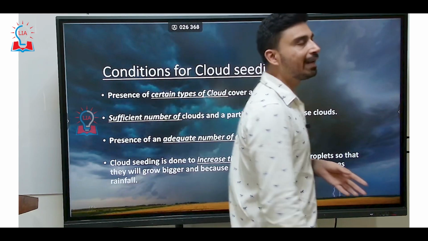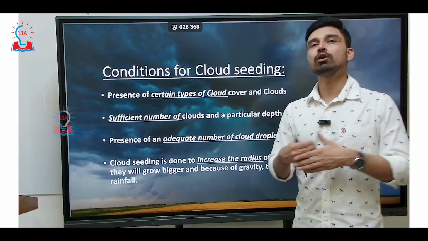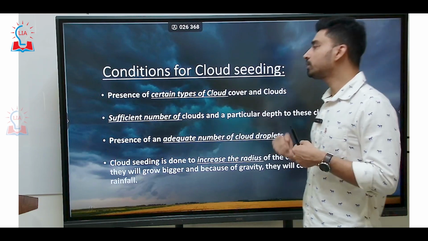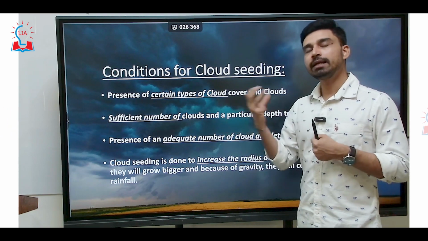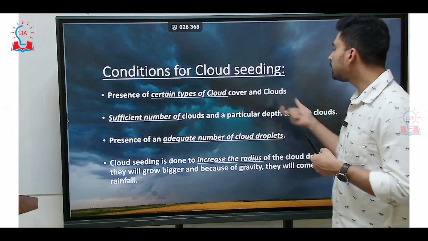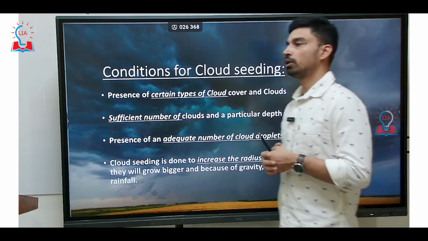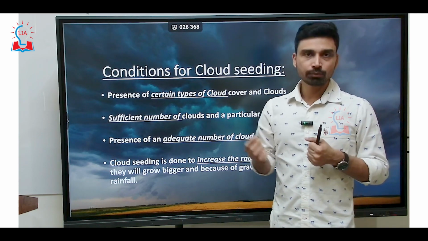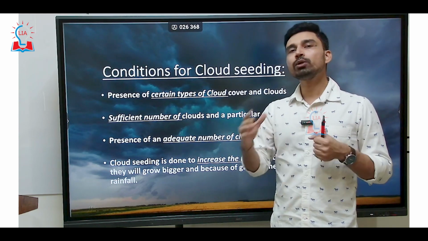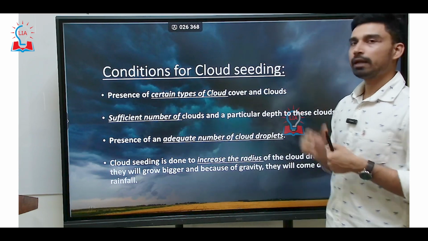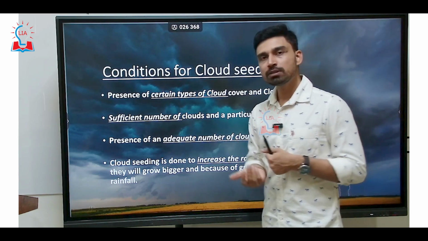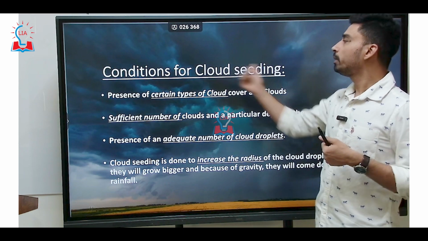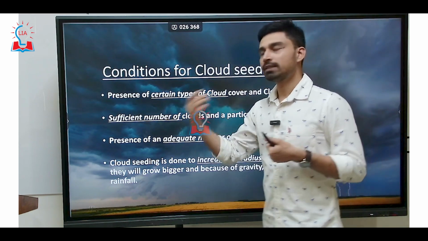However, cloud seeding cannot be done in all cases, it cannot be done at all times. There are certain conditions required for cloud seeding to effectively work. These conditions have been identified by weather scientists or climatologists, such as the presence of certain types of cloud cover. Overall, we can say there are 8 to 9 types of clouds. Out of these, only 2 to 3 types can cause rainfall. The most common of them are the cumulonimbus cloud and the nimbostratus cloud. So, if these two types of clouds are present in the atmosphere, the probability of cloud seeding effectively working will obviously be high.